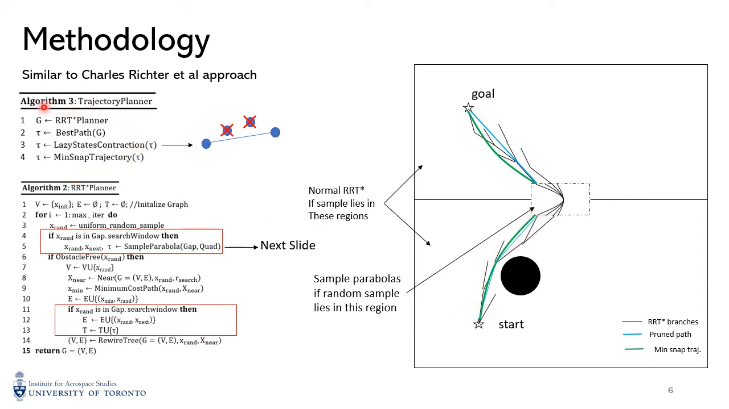So this is the algorithm for the overall planner. Step one is to do RRT star, which is this algorithm, which is just traditional RRT star, except for these two steps in which we sample this window. And then the best path is picked, followed by pruning, removing any lazy states, and then minimum snap trajectory optimization is done.